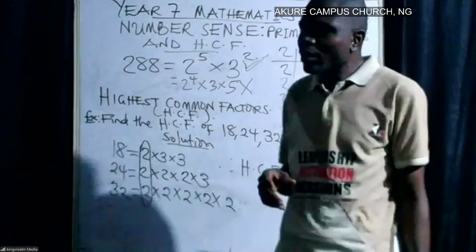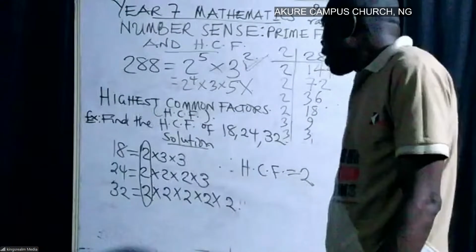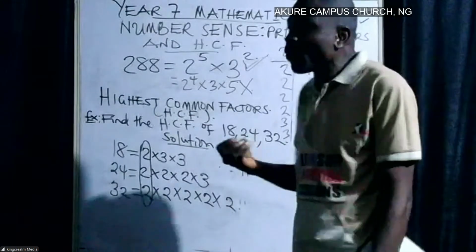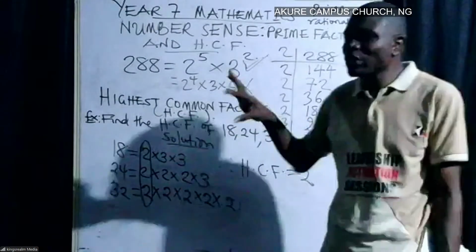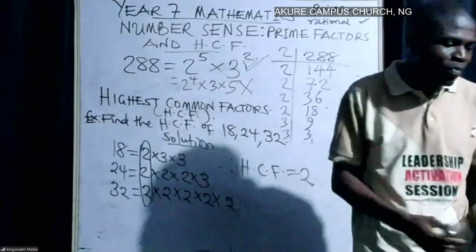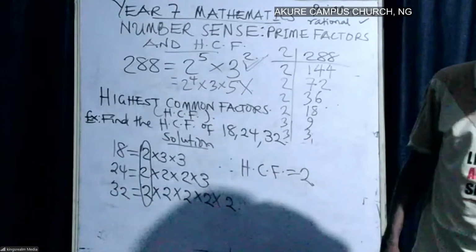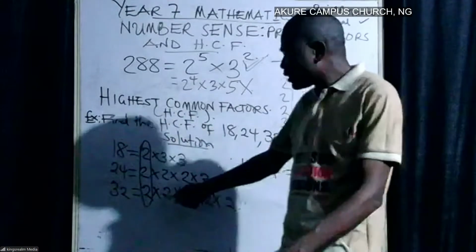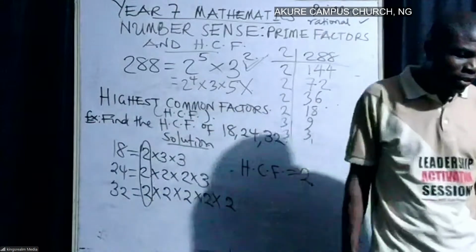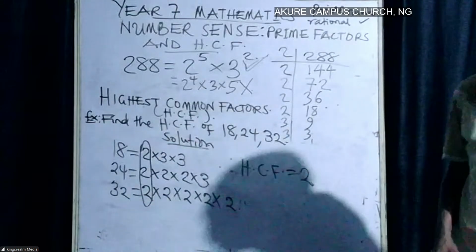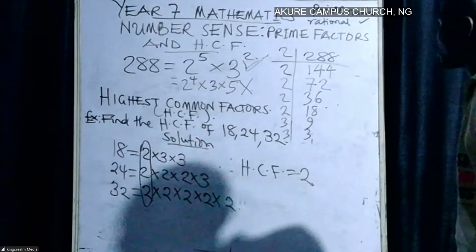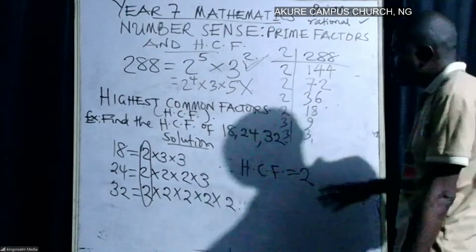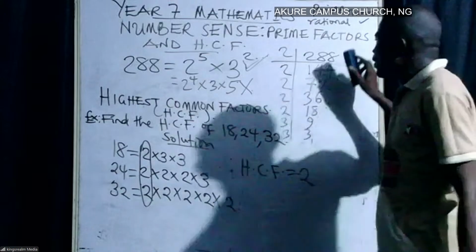6 can go into all of them. Yes, but 6 is not a prime factor. So you use prime factor. You know, we started by introducing prime factor. So 6 cannot go in 32, so we cannot use 6. So it's 2. Let's look at another example.